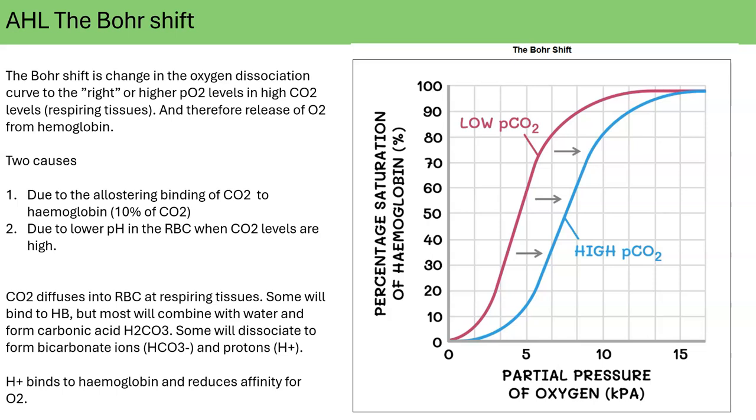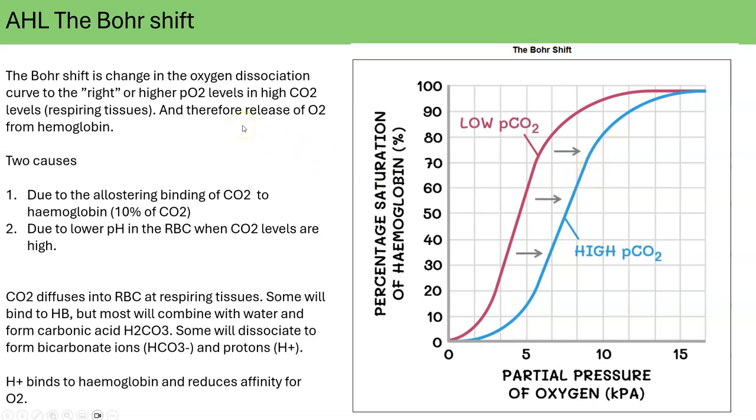And the final part of B3.1 that we're going to bring up is called the Bohr shift, and it's something that we need to be able to explain. The Bohr shift is a phenomenon where this magenta line here shows the normal saturation dissociation curve for oxygen with hemoglobin. But when CO2 levels increase, that's when we see the Bohr shift, and the curve shifts to the right. So it becomes lower affinity for oxygen.